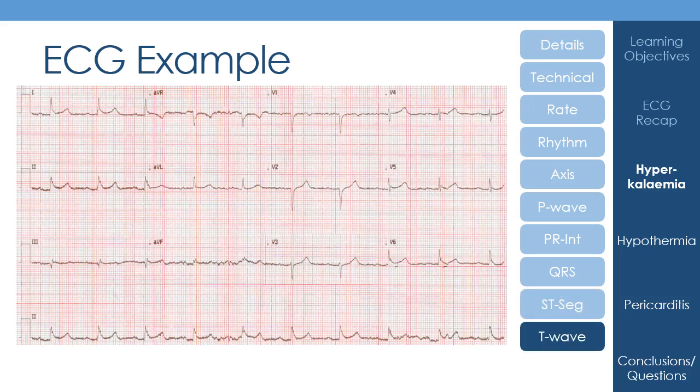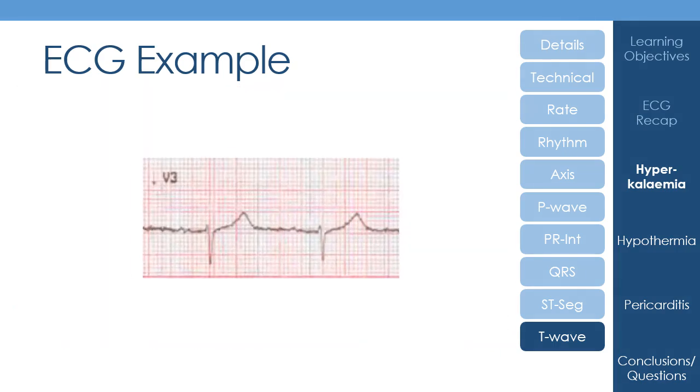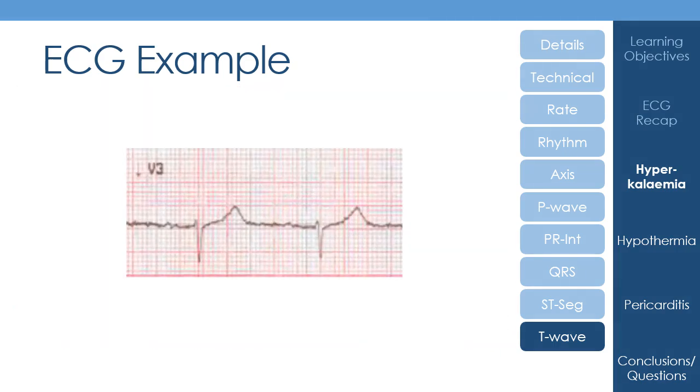T waves, they look all right actually, don't they? I can't see any obvious inversions that I'd be particularly worried about. I think it's hard in aVF because there's so much interference at that point. But what I will blow up is the QT interval here.